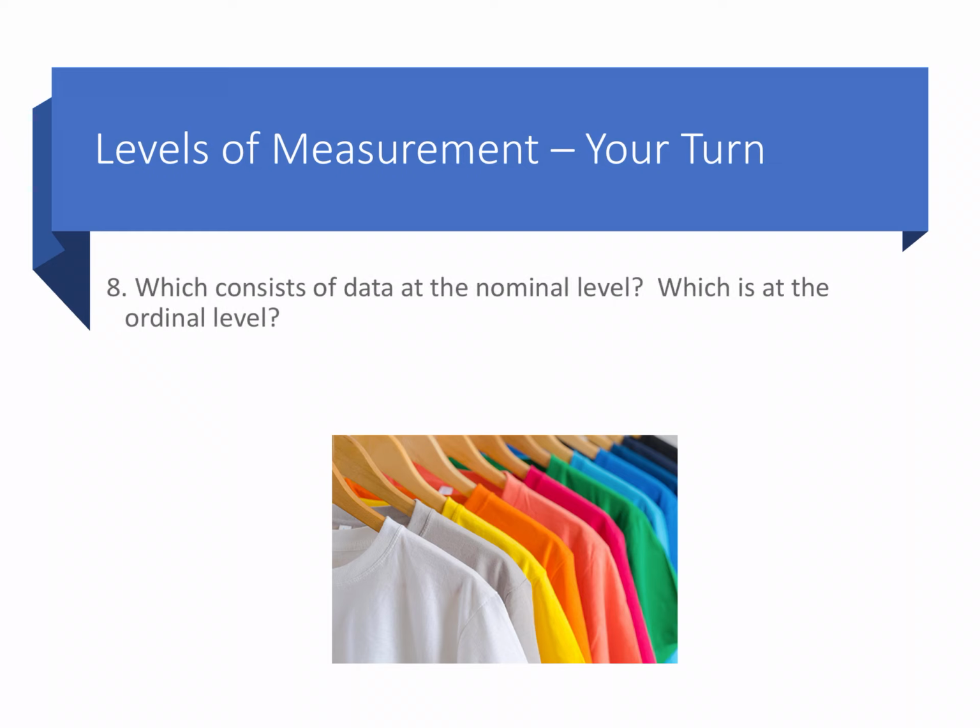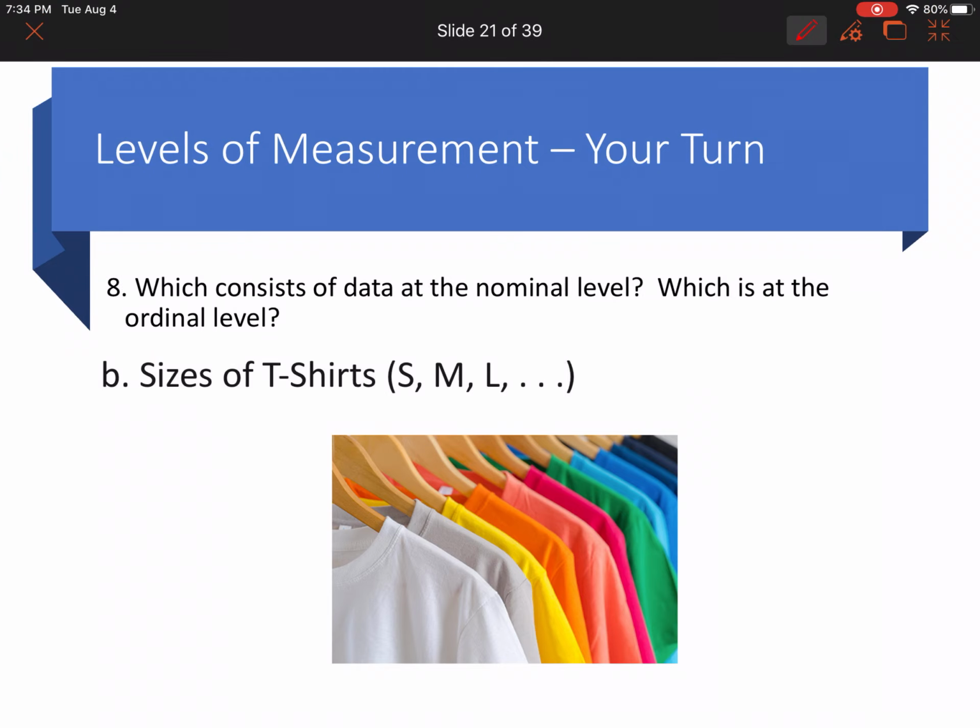And T-shirt sizes. Okay, small is definitely at one end of the spectrum, and XXL is clearly at another end, and then medium would be close to small, and so on. So there's definitely an order to this. So we would put this at the ordinal level of measurement instead.